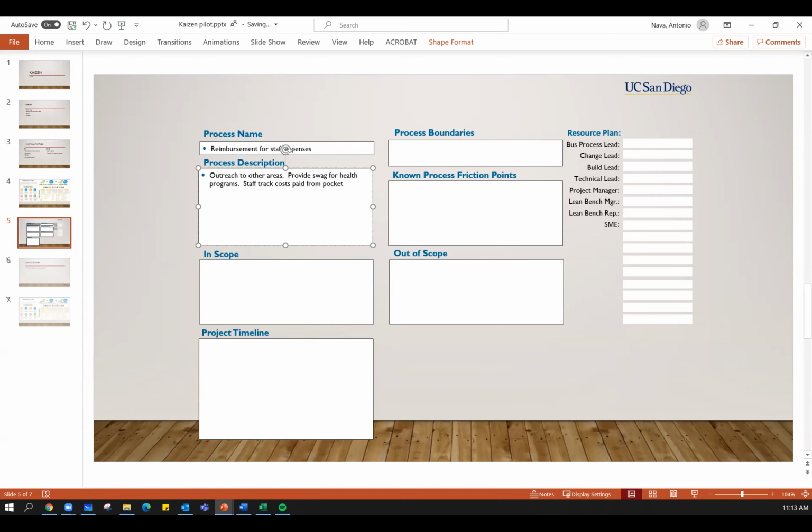So just to clarify, your area does outreach to other areas, and as part of that, your employees are purchasing swag or other items for this outreach and then need to be reimbursed for those items. Am I understanding that correctly? Yes, that is correct. To give you an example, when they go to these different events, sometimes they have to pay for parking. So parking would be an expense.